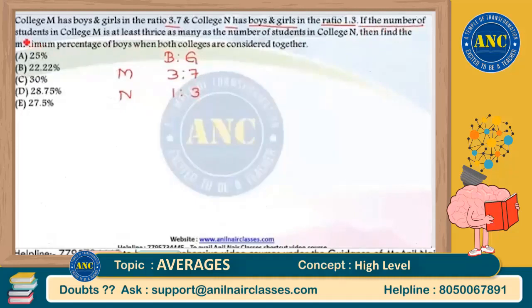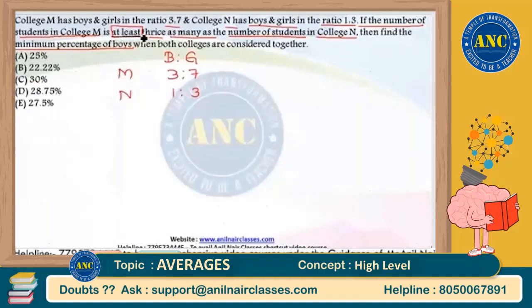If the number of students in college M is at least 3 times as many as the number of students in college N, the very important key point in this question is "at least". Find the minimum percentage of boys when both colleges are considered together. We need to find the minimum percentage of boys. Now, first of all, what is the meaning of at least 3 times?